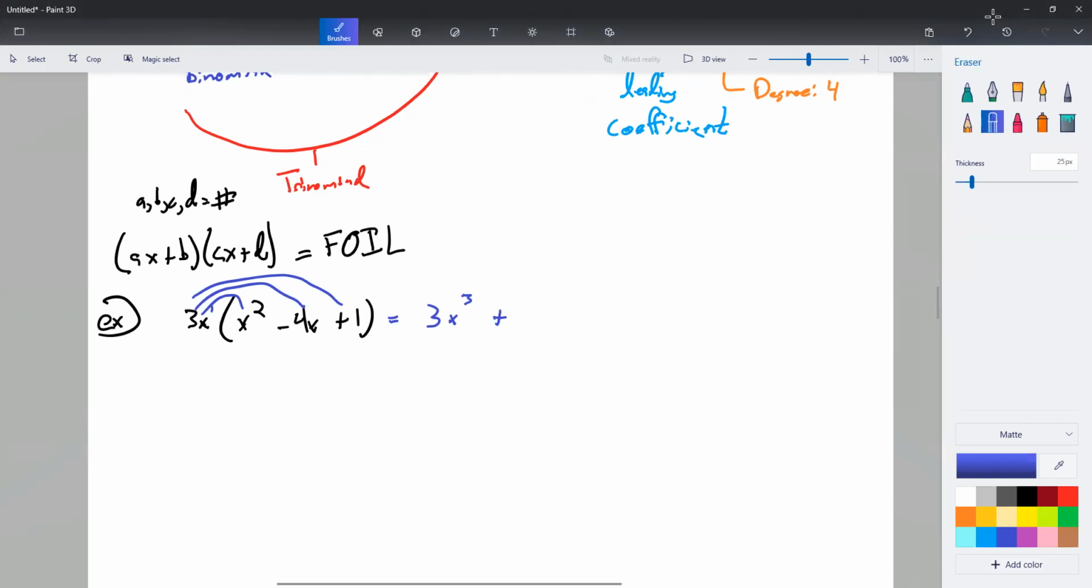Actually, we don't need the plus because what we're going to write is a minus. So we get minus 12x squared, you add the exponents. And then finally, plus 3x times 1 is just going to be 3x. Anything times 1 is always itself. Nice. Any questions about this process?